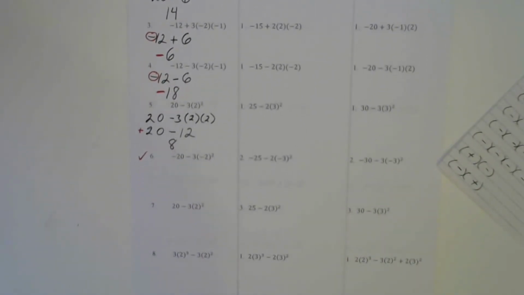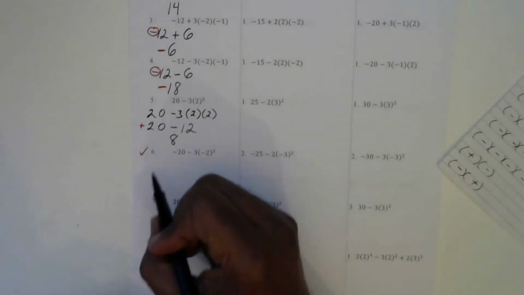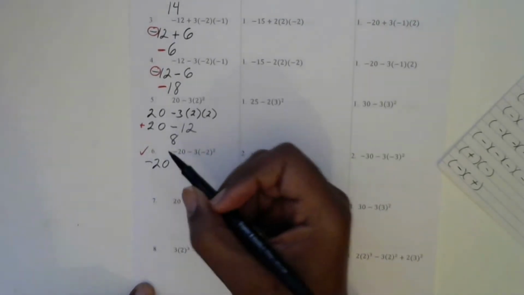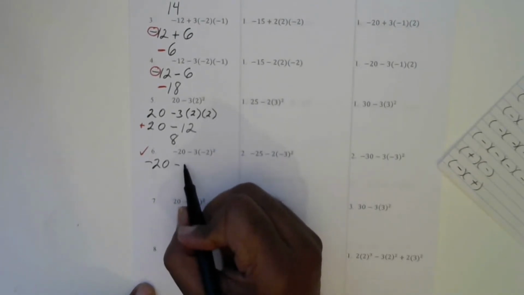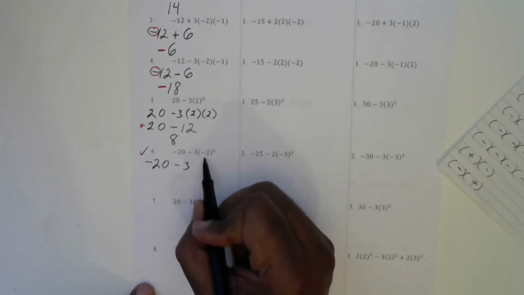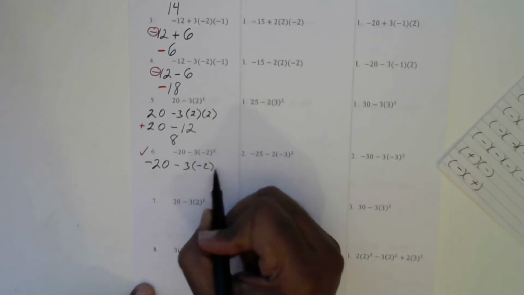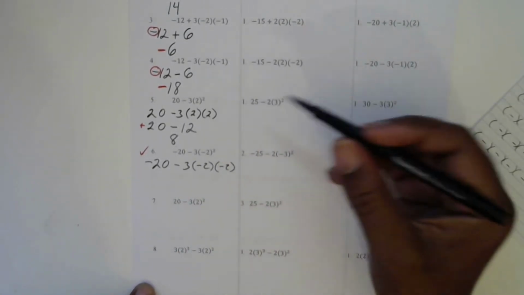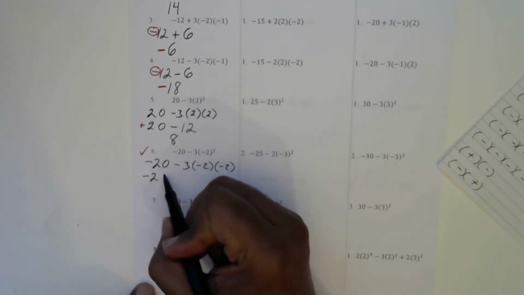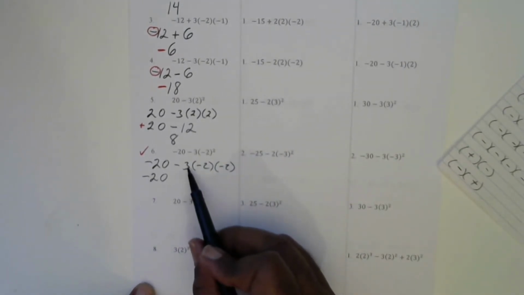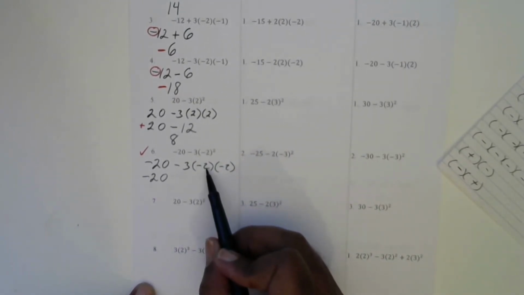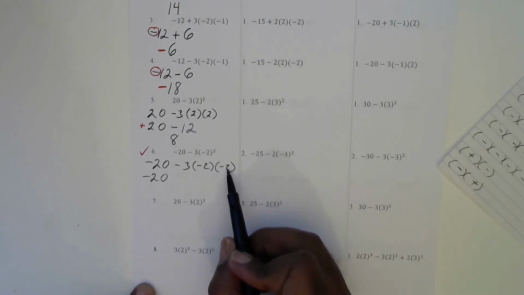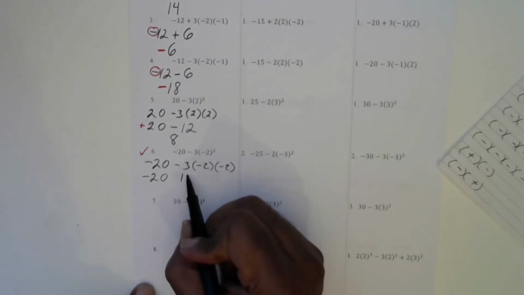Okay. So number 6 starts us off with a negative 20. Behind that is a negative 3, and we're going to write the negative 2 twice. And that's because of the power here, 2. Alright, so we have negative 20. And we're multiplying 3 times 2, which is 6, and then 6 times 2, which is 12. So we get 12 here.